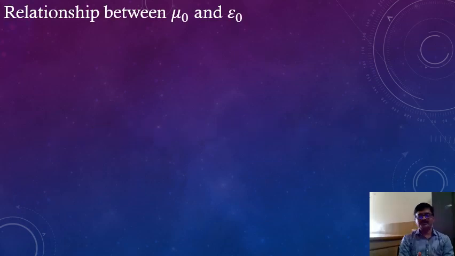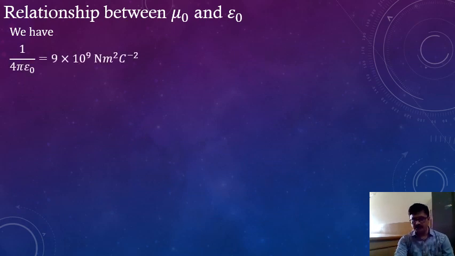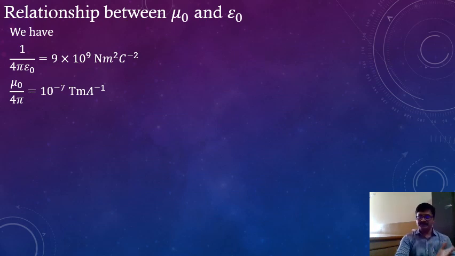Take a look at the relationship between mu naught and epsilon naught. I hope you know what is mu naught. Mu naught is absolute permeability and epsilon naught is absolute permittivity. Let us go ahead and derive the relationship between them. So we can say that 1 by 4 pi epsilon naught is 9 into 10 raised to 9 Newton meter square per Coulomb square, and mu naught by 4 pi is 10 raised to minus 7 Tesla meter per ampere. That I have already discussed during my Biot-Savart law session.